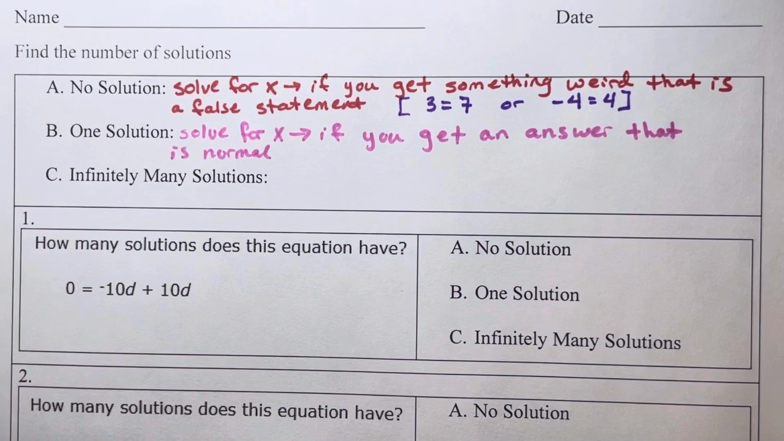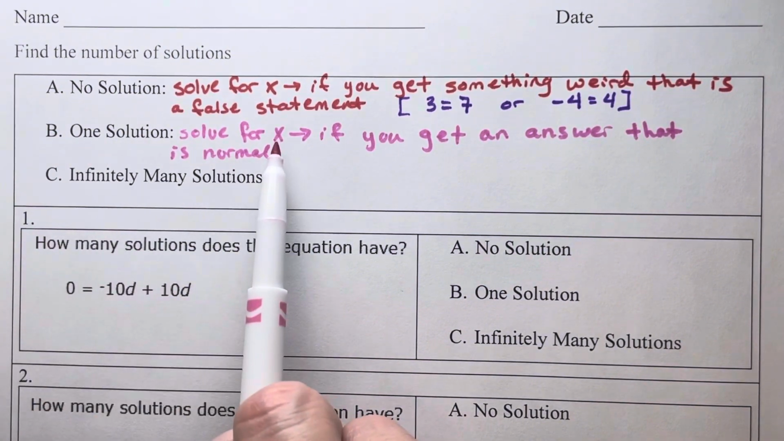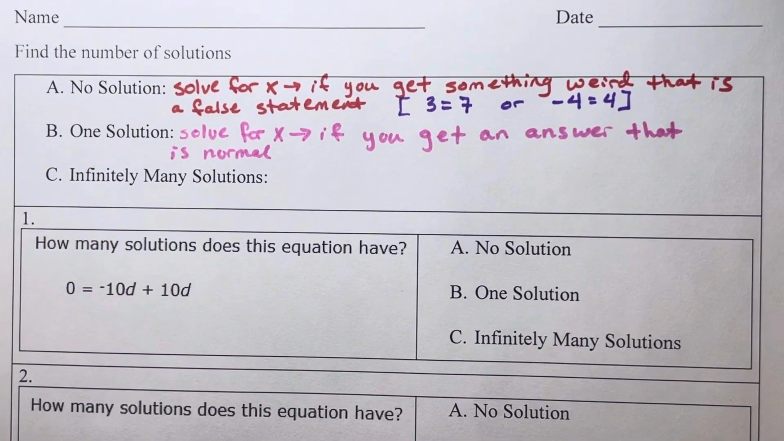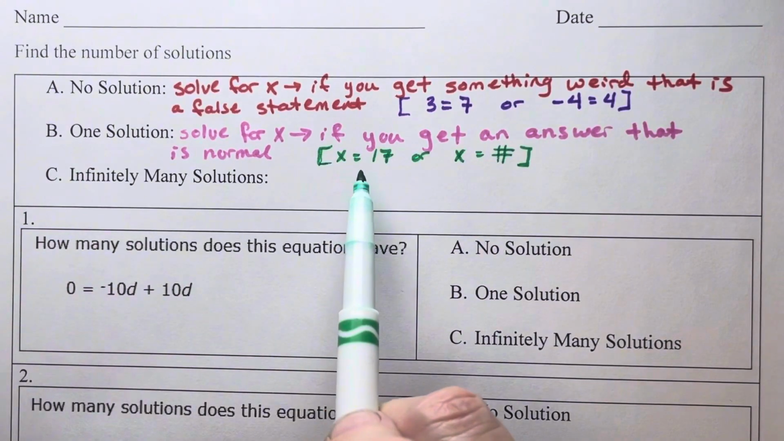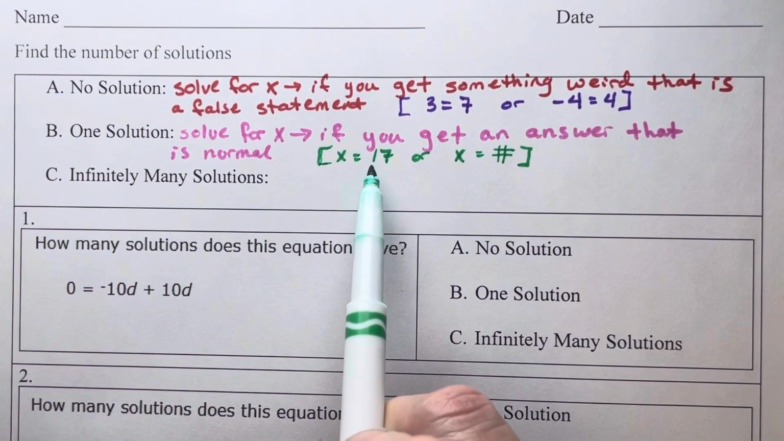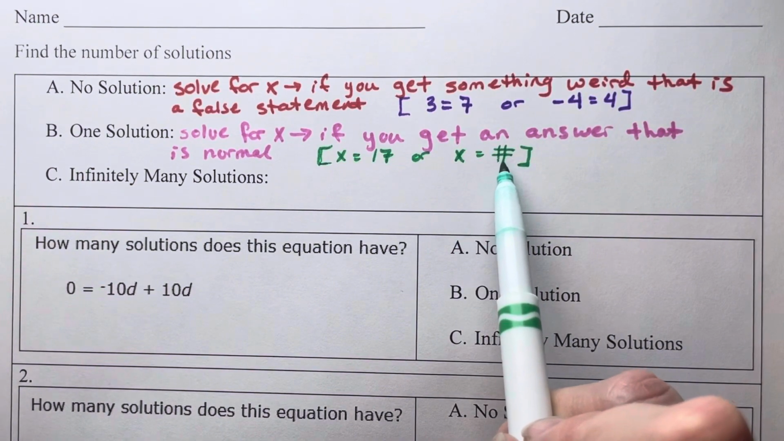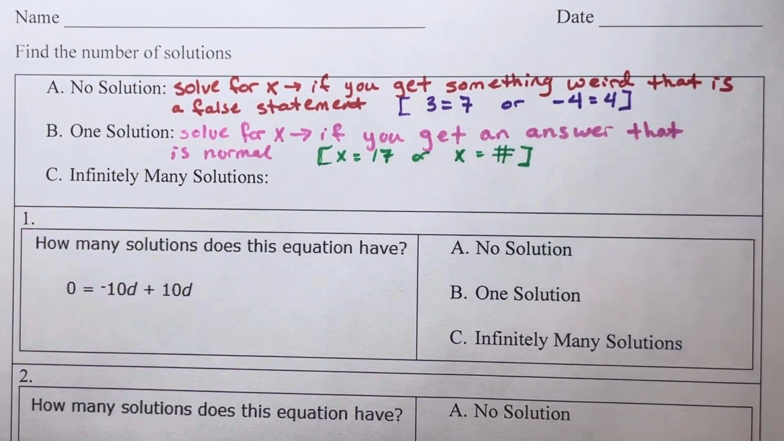You will know if your equation has one solution when you solve for x and you get an answer that looks normal. What do you mean normal? For example, x equals 17, perfectly normal. Or really, truly, x equals any number, that will be one solution.